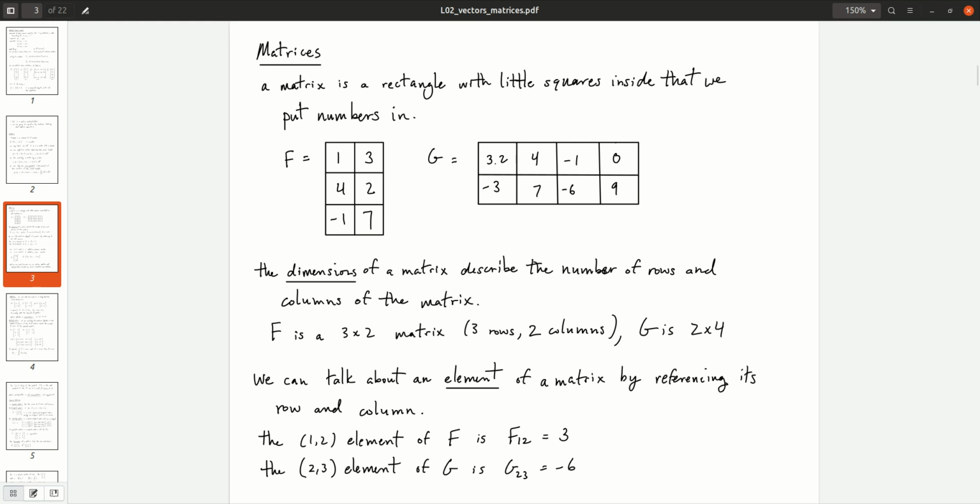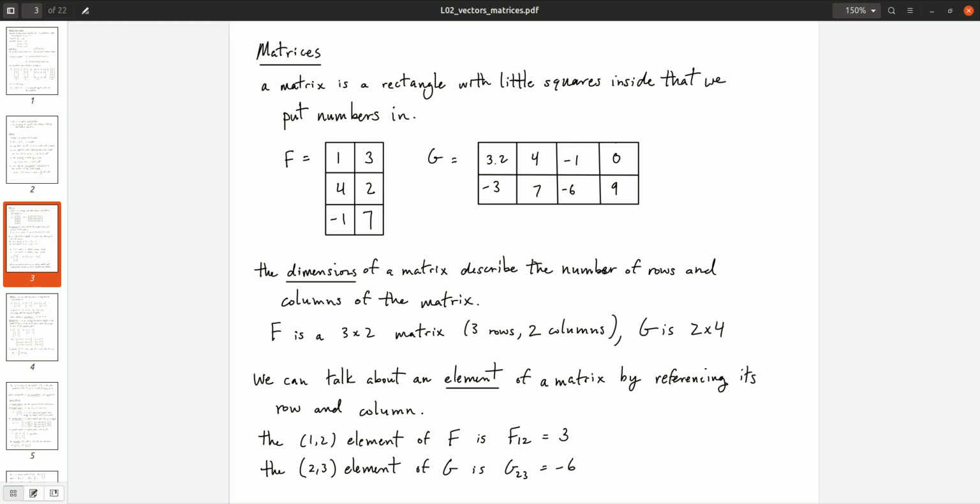Now, if we want to talk about specific elements of a matrix, we're going to need to tell you the individual row and column that you're talking about. With a vector, it's just an ordered list of numbers. So if I tell you I want the third element, you just grab the third thing in the list. Now for a matrix, it's this 2-dimensional array, so we have to give 2 numbers to access a specific element. So the 1, 2 element of F just means the element in the first row, second column. We denote this by F sub 1, 2, and it is 3.